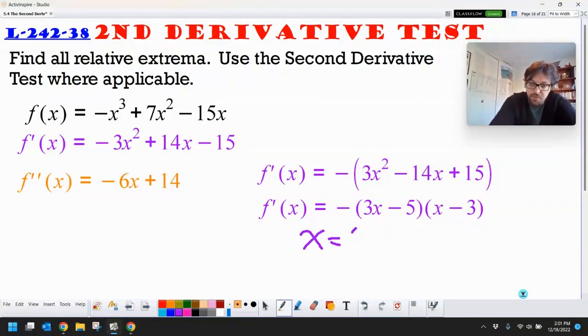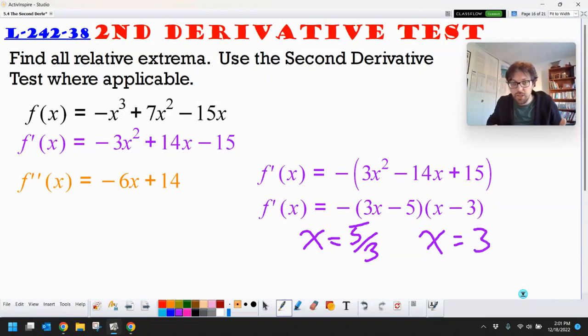So when x equals 5/3 and when x equals 3. Now, normally we'd have to make a sign chart to see what's going on at 5/3 and what's going on at 3. But instead, what I would like to do is plug those values into my second derivative and see what's going on with the concavity of those points.